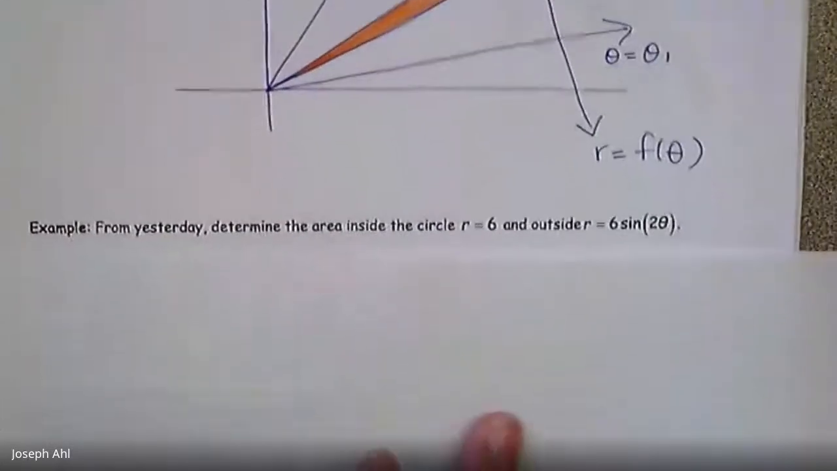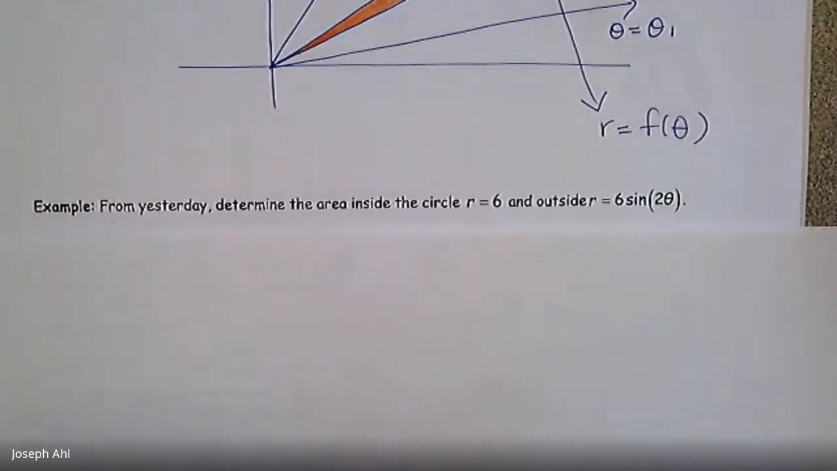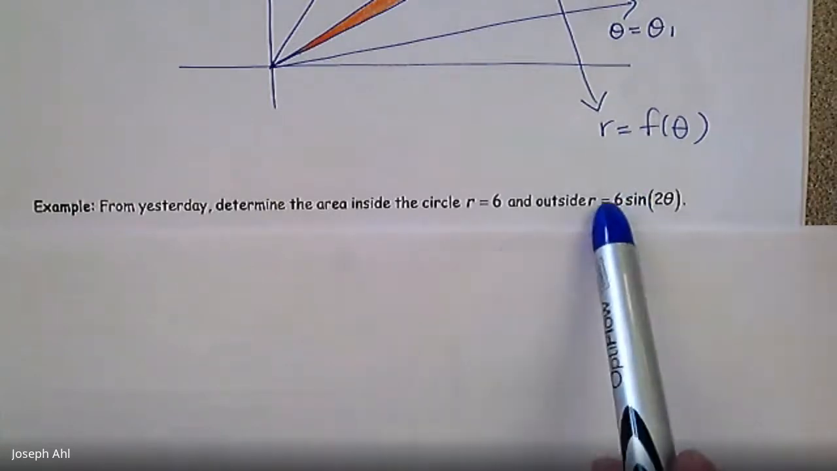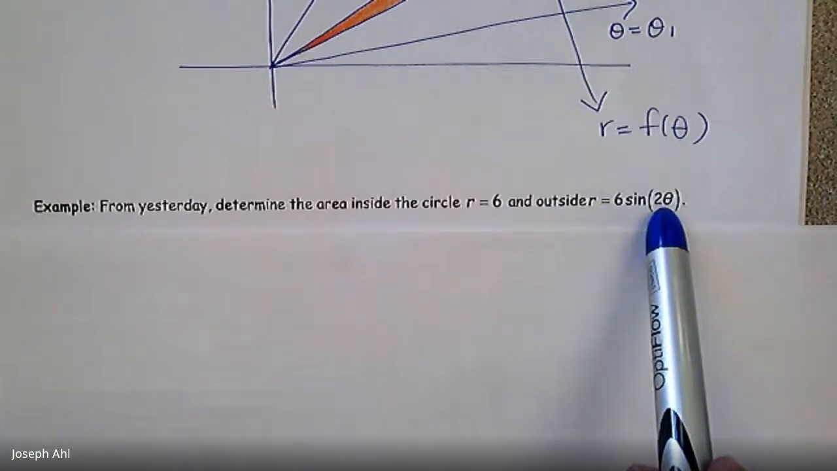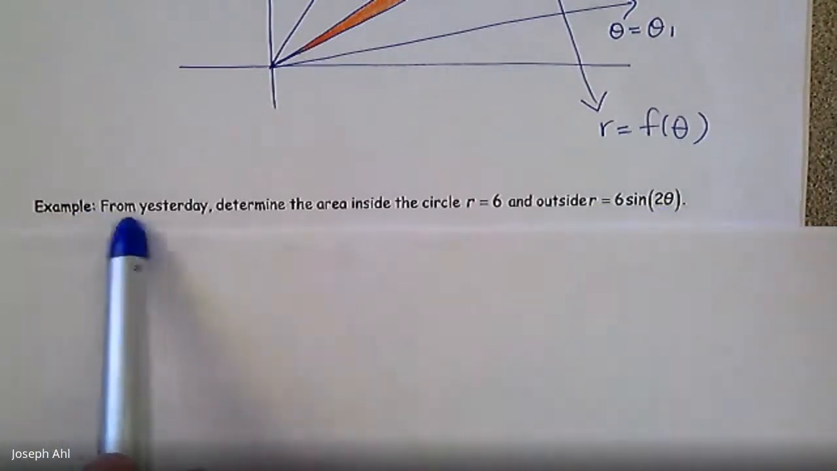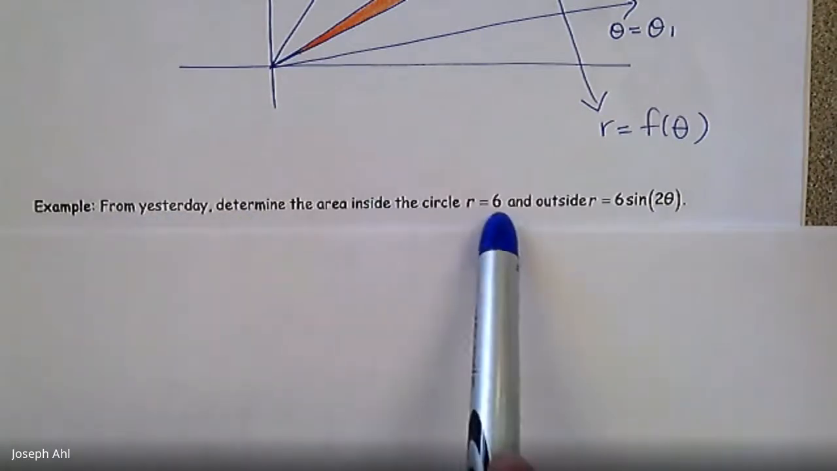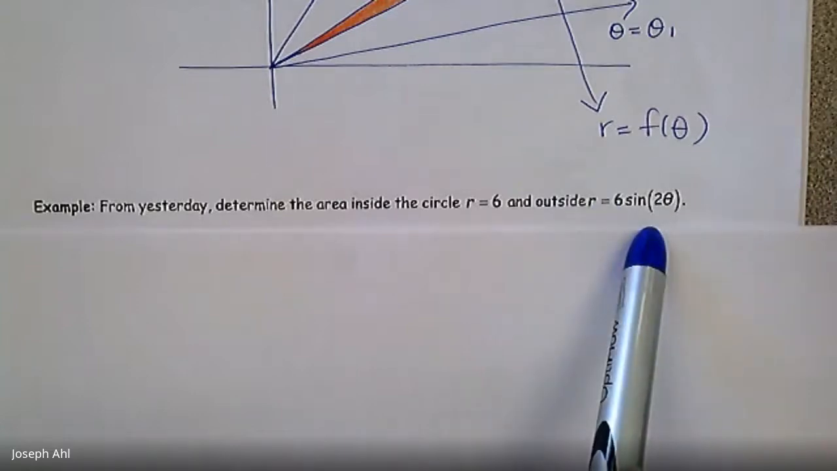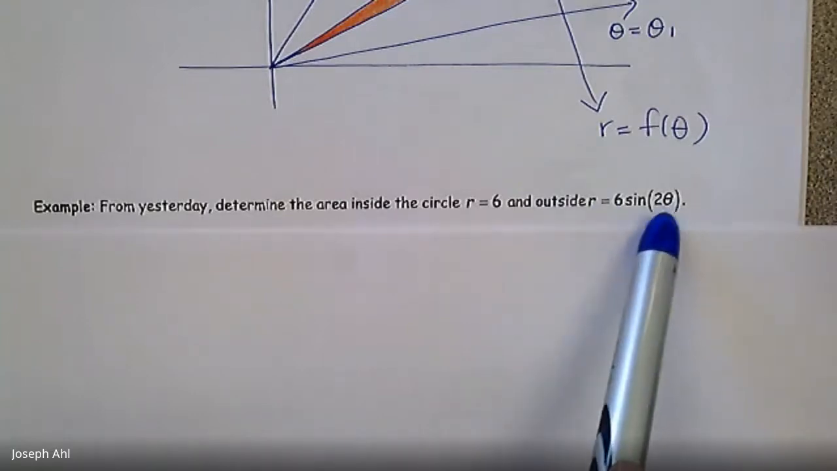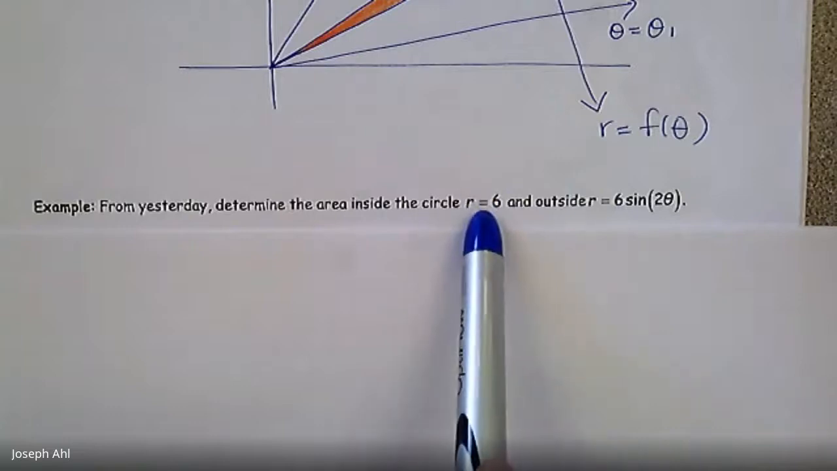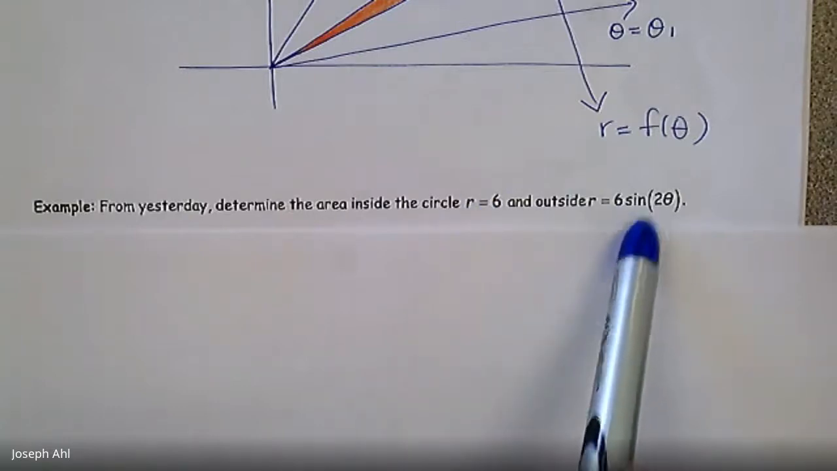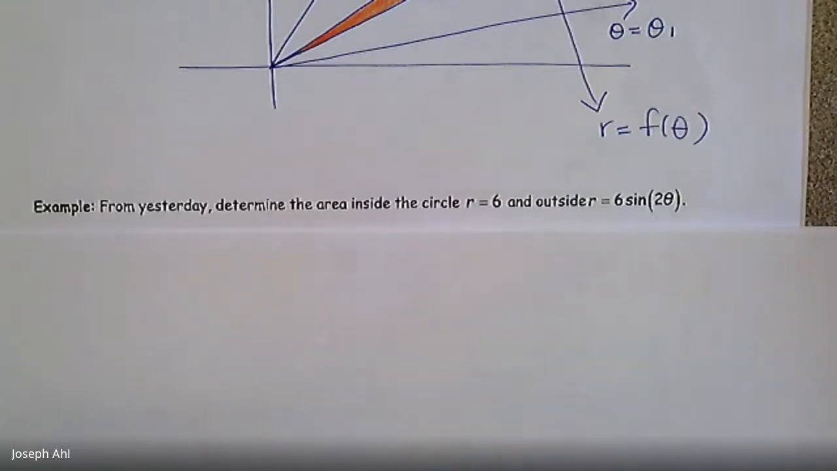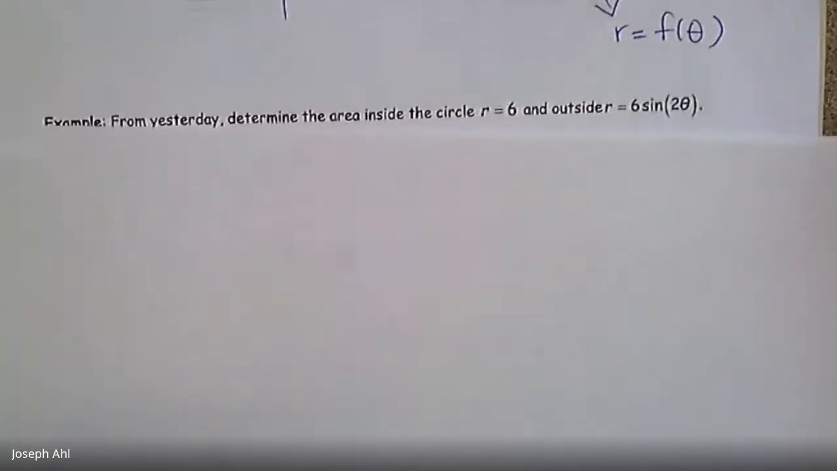But what we're going to look at now is the example from yesterday, where we determined the area inside one of the loops of this rose curve, r = 6 sine 2 theta. We're going to extend that out a little further and think about determining the area inside the circle, but outside the rose curve right here. So we want a shaded region that represents everything inside this circle, but outside the rose curve. There's a polar grid below if you want to see if you can sketch that on your own first.